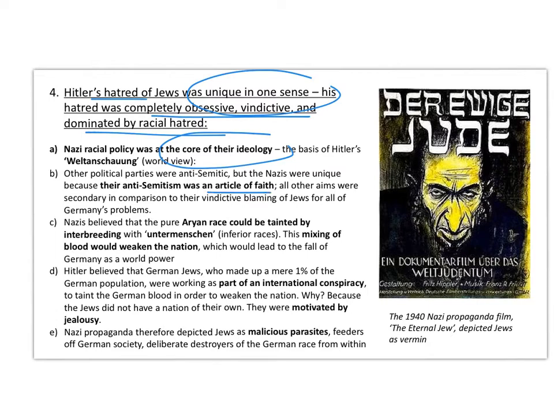All other aims seemed to be secondary, but Hitler's vindictive blaming of Jews for all of Germany's problems, so targeting that 1% of the population and vindictively blaming them, it was very startling. And if we're going to say that there's anything that was uniquely unique, that is the key point.